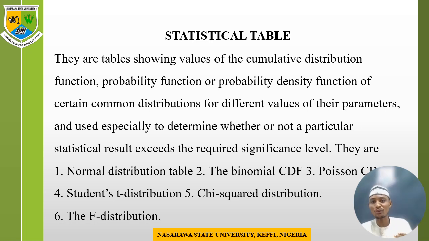That is, we compare the calculated value with the statistical table value, in order to see whether we are to reject a given null hypothesis or accept it. Statistical tables include the normal distribution table, the binomial distribution table, the Poisson, the Student's t distribution table, the chi-square distribution table, and also the F distribution table. These are the distribution tables commonly used in statistics for parametric tests.